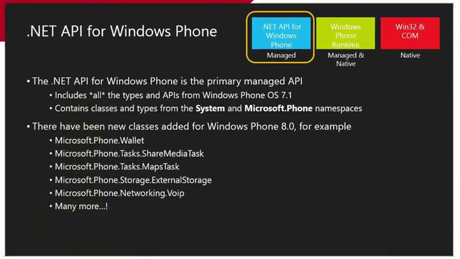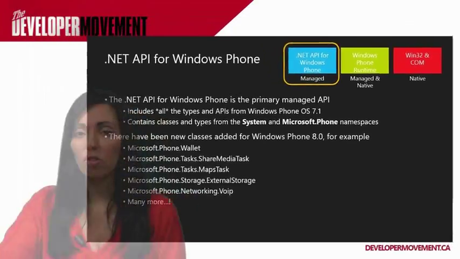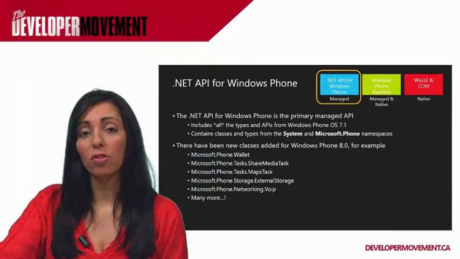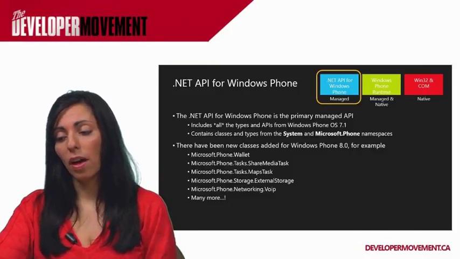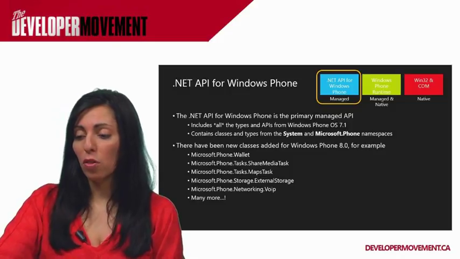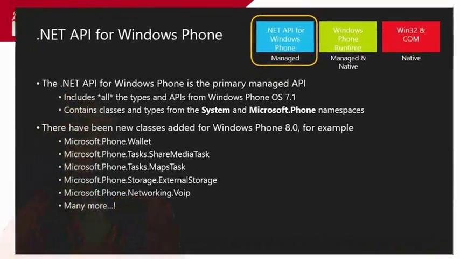Now, the .NET API for Windows Phone is the primary managed API. It's what we're used to using to develop apps with, a XAML UI interface, and C# or VB.NET as the code behind. The .NET API comes with all of the same namespaces and classes that you had in Windows Phone 7, and some additional classes to leverage the features and capabilities available on Windows Phone 8. And you can see a list of some of them in the slide there. There's Wallet, Share Media, Task, Maps, and so on.